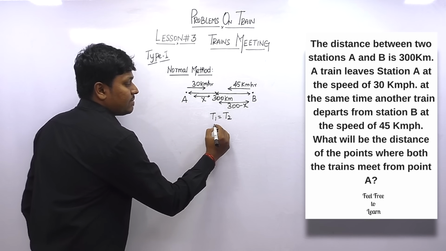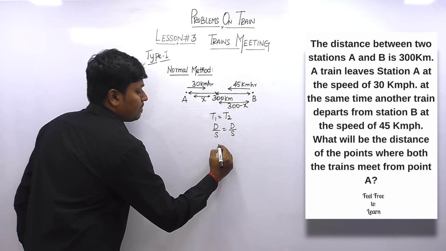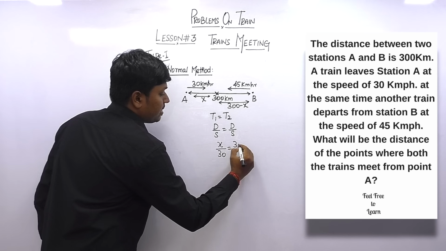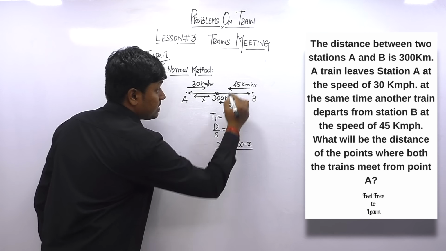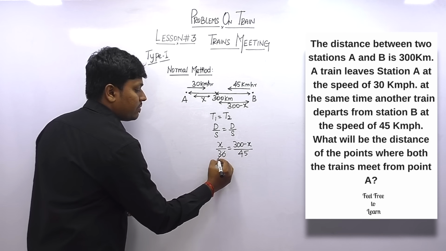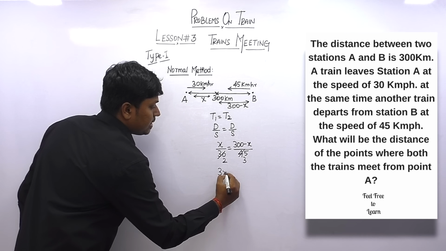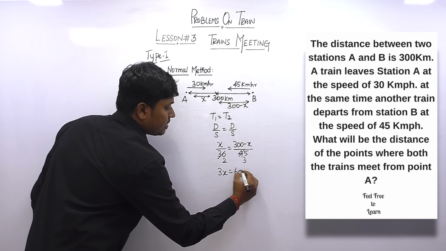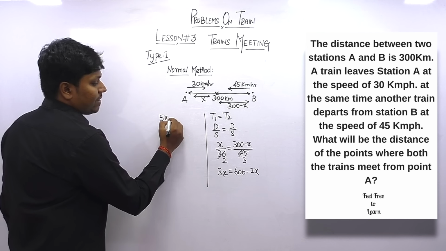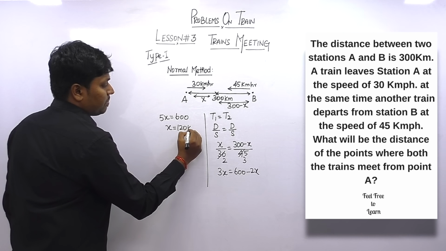So time will be distance divided by speed. Second condition, distance divided by speed. So the distance traveled by the first train will be x and the speed will be 30, and for the second train the distance will be 300 minus x divided by the second train speed, which is 45. So I think we can cancel this: 15 table 2 times, 15 table 3 times. So once you cross multiply, 3x is equal to 600 minus 2x. So 3x plus 2x will be 5x. So 5x is equal to 600. So x is equal to 120 kilometer.